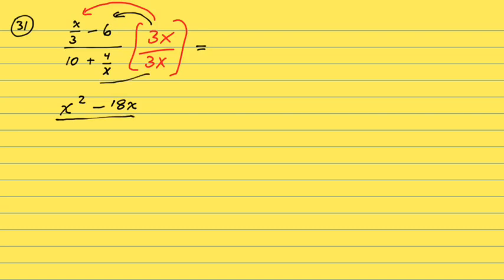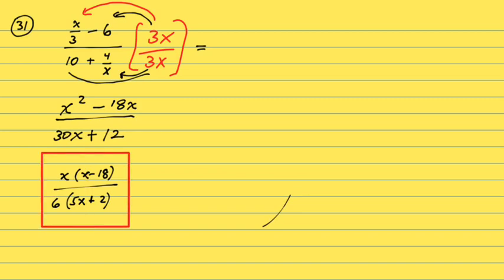When I multiply 3x times 10, I get 30x. When I multiply here, the x's cancel. 4 times 3 is 12. So I can take an x out of the numerator. In the denominator, I could take a 6 out. 5x plus 2, I think. And that's how I would leave number 31.